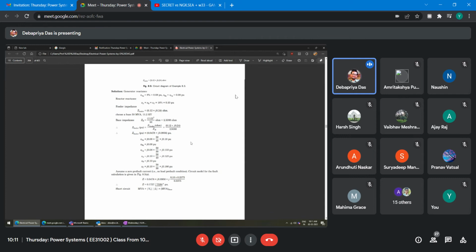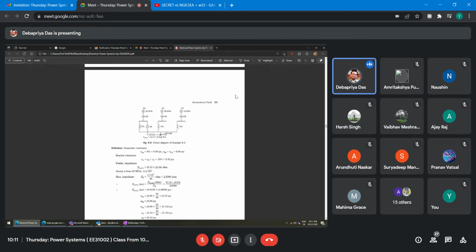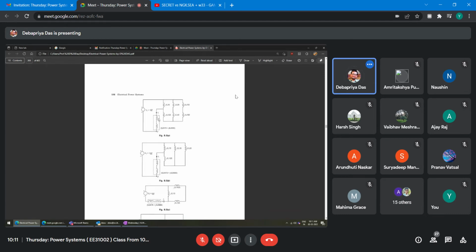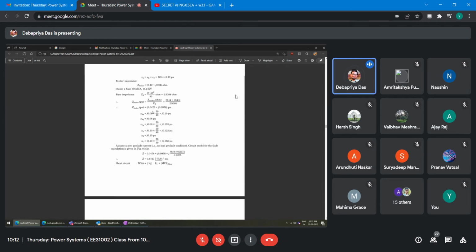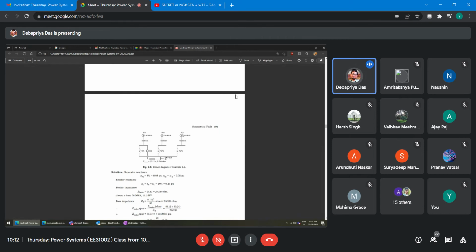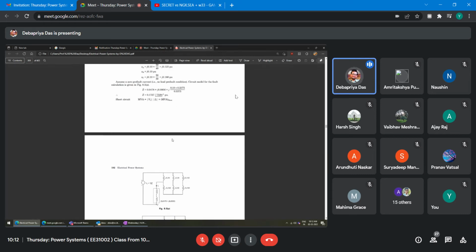Now, a fault has occurred at this point, right? A fault has occurred at this point. That means if a fault has occurred at this point, and this is the line impedance, therefore first you make this voltage 1 angle 0, because all voltages can be represented by 1 angle 0. That was the initial assumption I made, right? I told you that in the last class.